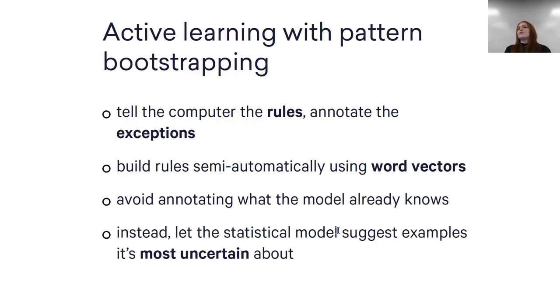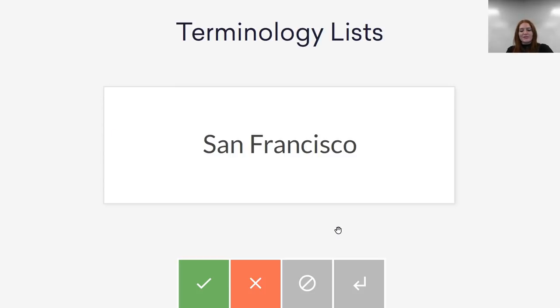And then, of course, also specifically look at those examples that the statistical model we want to train is most uncertain about. So we try to avoid the predictions where we can be pretty sure that they're correct, and really ask the human first about the stuff that's 50-50, and where the human feedback makes the most difference. And so here's a quick example.